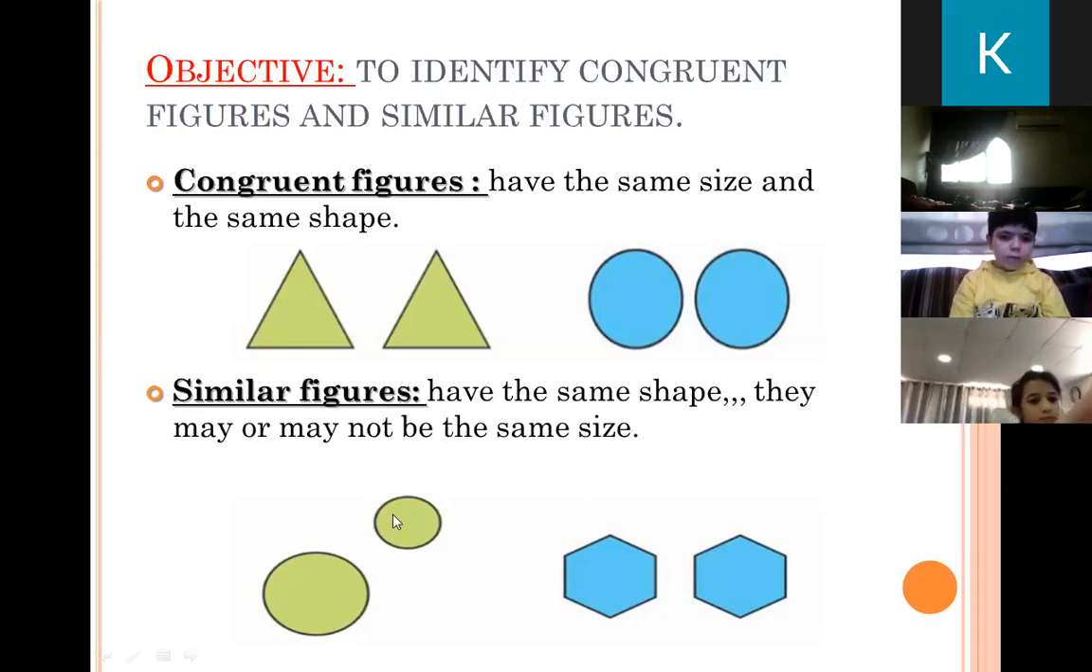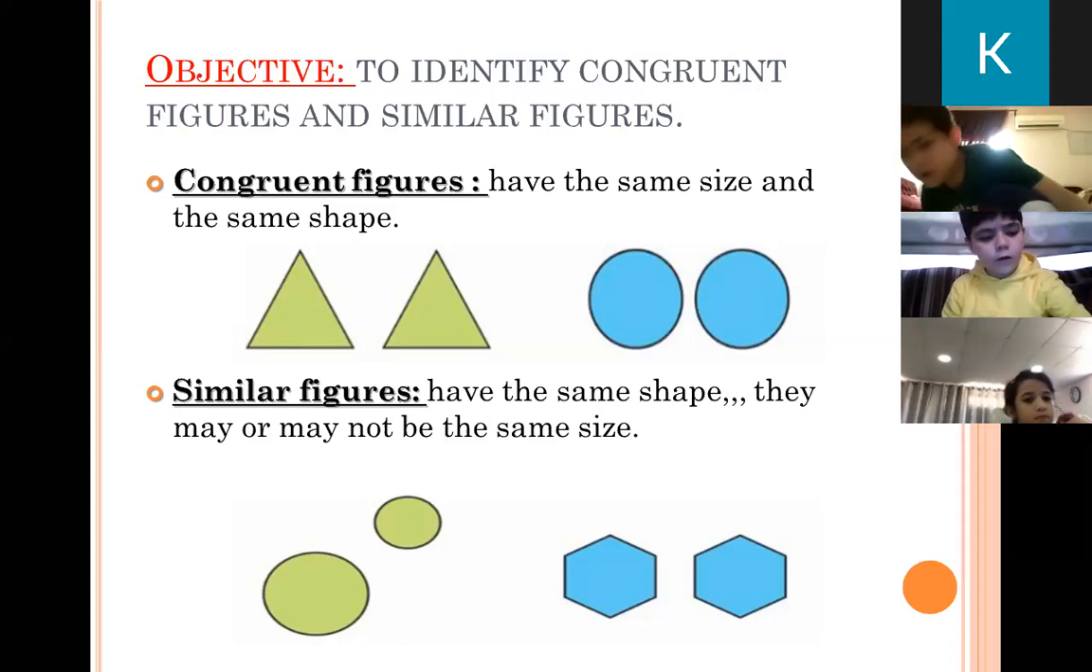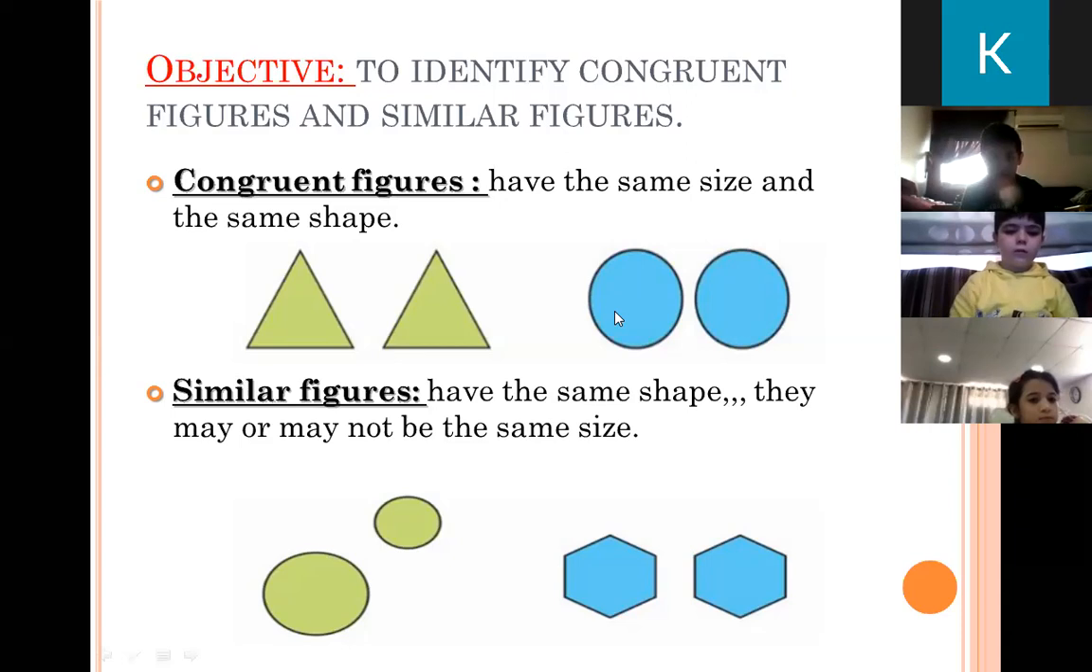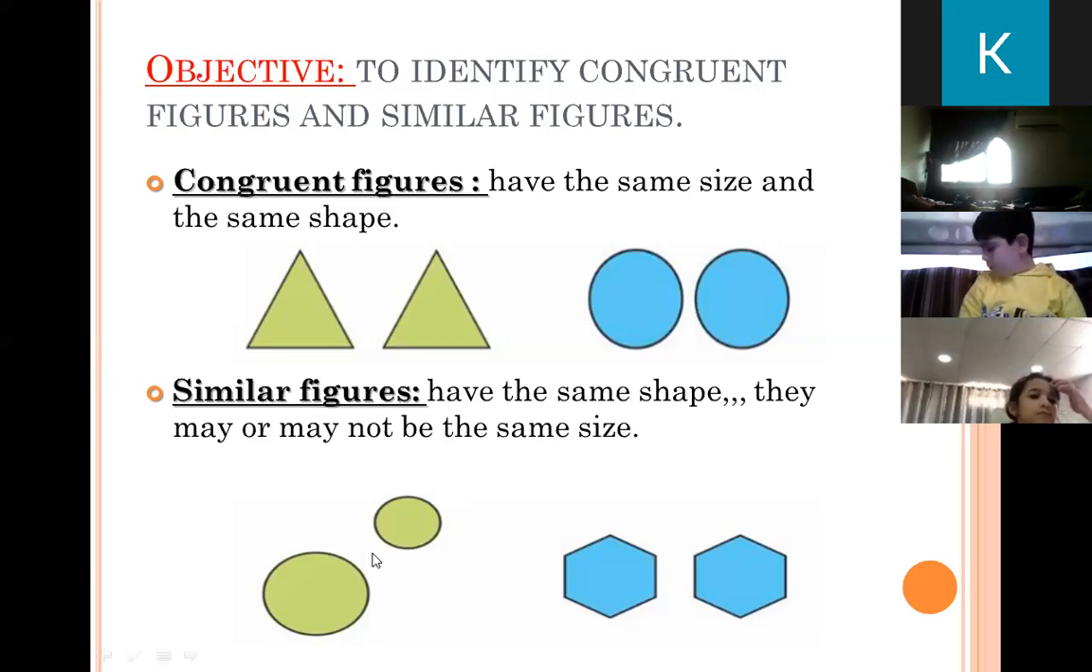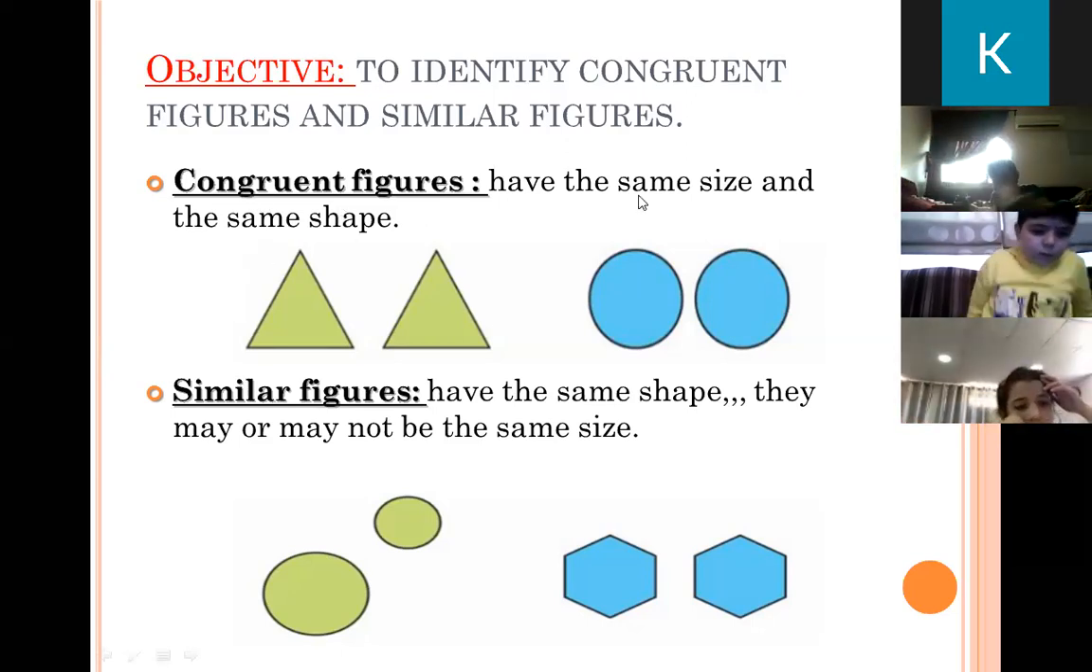Look at these two circles. I have same shape, but different size. Here I have same shape and same size. So congruent figures, same shape and same size. But similar figures, same shape, but they may or may not be the same size, like these two circles. Same shape, but not the same size. Okay? So congruent figures have the same size and the same shape. Similar figures have the same shape, but they may or may not be the same size.